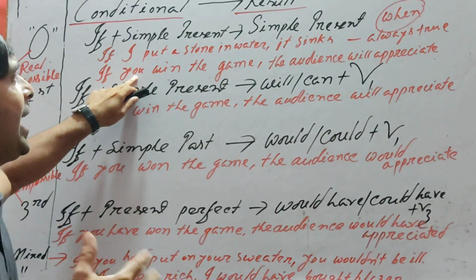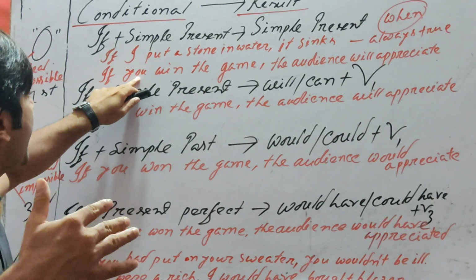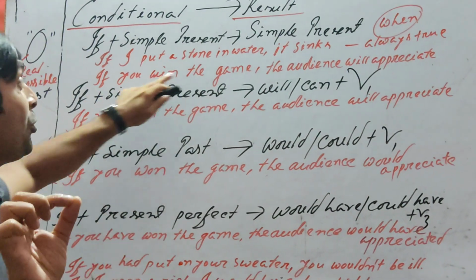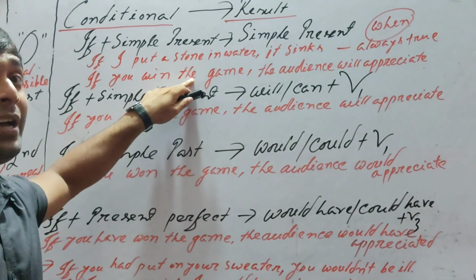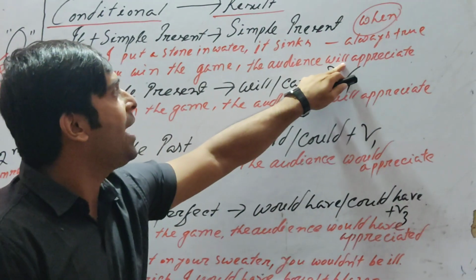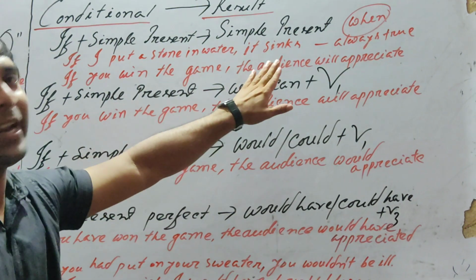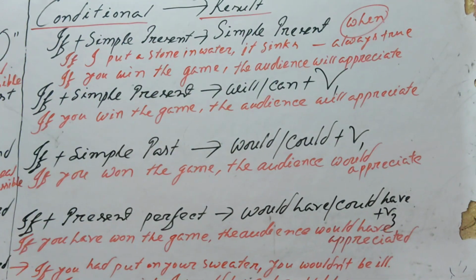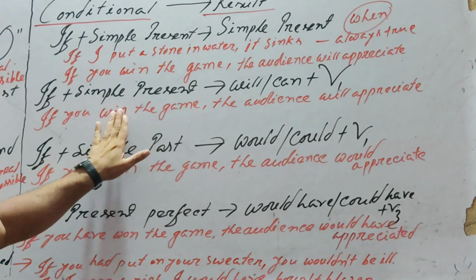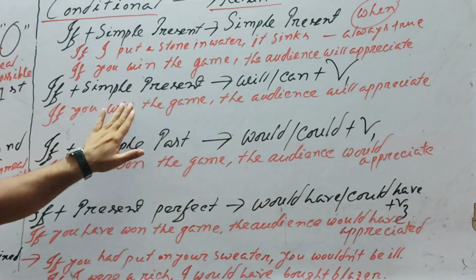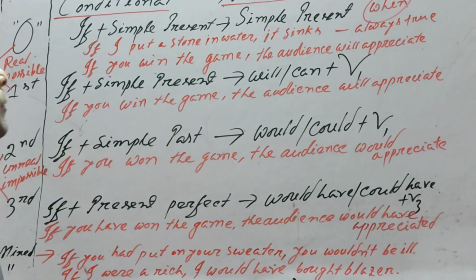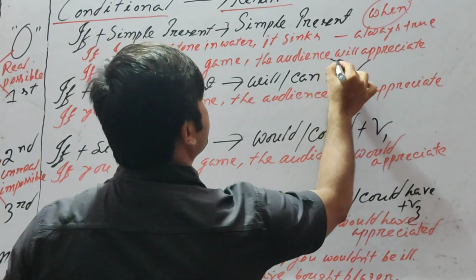In the same way, I have added another example. If you win the game, the audience will appreciate. But it's not an example of zero conditional. It's an example of first conditional. So I will mention that. Don't worry. Why have I written it here? So it's wrong.